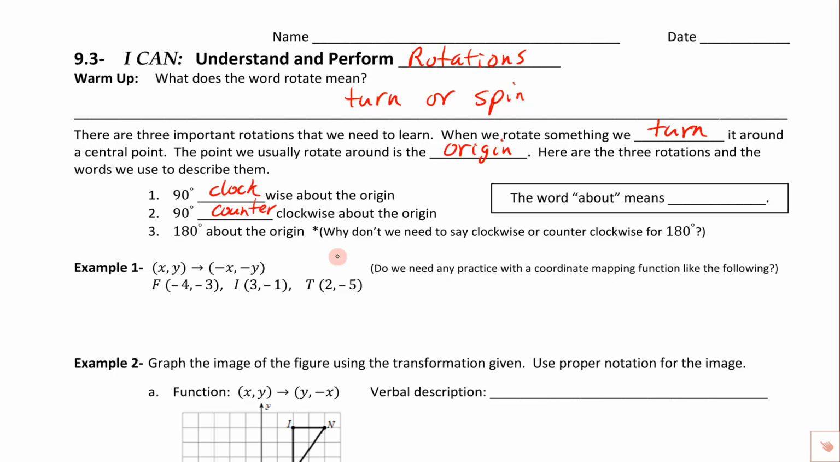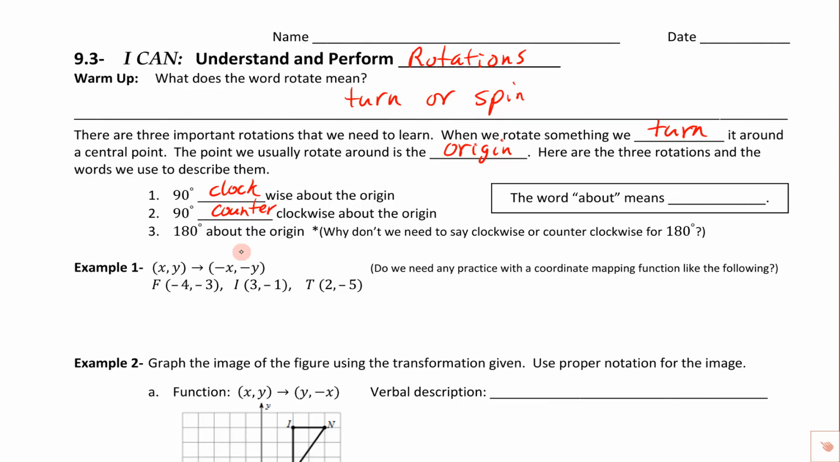So there are three important rotations that we're going to need to learn. When we rotate something, again, we turn it around a central point, and sometimes we say about a central point. The point we usually rotate around is the origin. Now, we could rotate around any point we want, but we typically rotate around the origin. And there are three rotations that we're going to be concerned with in this particular section, and some words we use to describe them. So we can do a 90-degree clockwise rotation about the origin. We can do a 90-degree counterclockwise rotation about the origin, or we can do a 180-degree rotation about the origin.